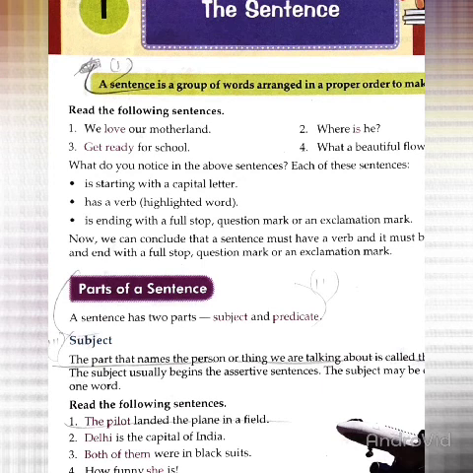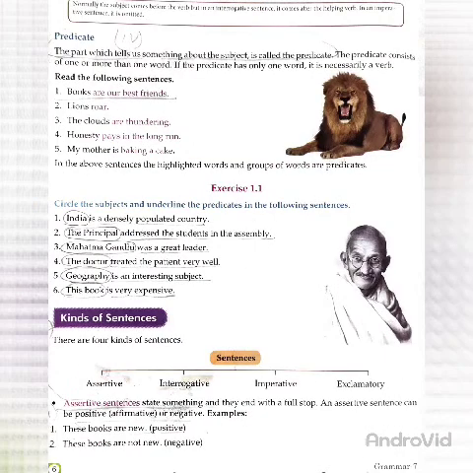I hope that is clear. Subject is the name of the person or thing that we are talking about in the sentence. So it is called subject, the first part of a sentence. Now we also have second part of the sentence which is called predicate. Now what is predicate? Predicate is the part which tells us something about the subject. Now predicate is the part, जो सेंटेंस का वो पार्ट which tells us something about the subject.